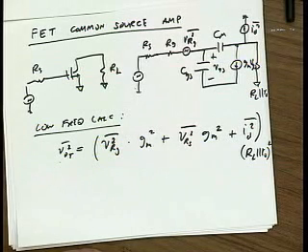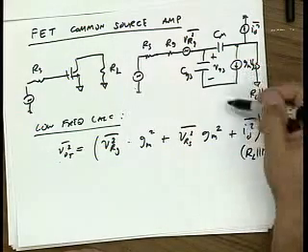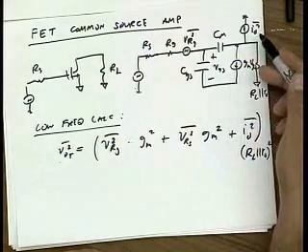Is ID the noise generated by RO? No, remember last lecture we talked about that RO doesn't generate any noise. It's not fictional, it's there, but it doesn't generate noise. The noise is due to the channel resistance, and we call that ID here.